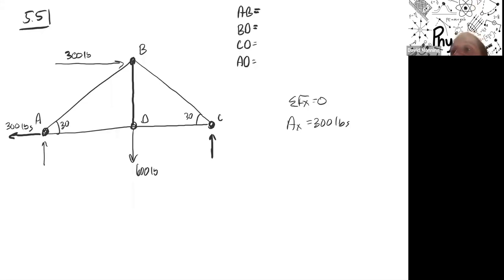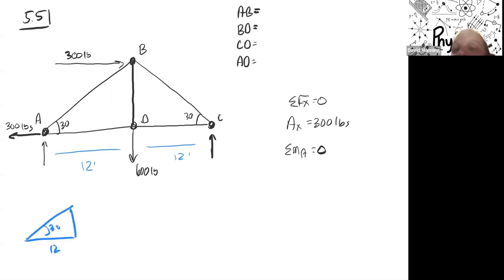Now I do the moments about A. Set that equal to 0. I didn't put my distances in here because I forgot. 12 foot, 12 foot, and they don't give us that because they gave us the 30 degrees. They just want to make us sweat it. We're going to need that vertical distance there of 30 if this is 12.